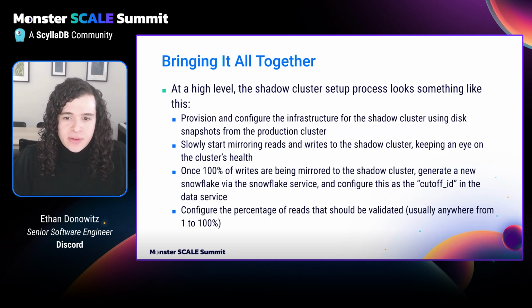And then finally, we can configure the percentage of reads that should actually be validated, usually anywhere from 1 to 100%. Higher throughput services or services that return very large result sets may require a lower percentage, simply because checking big result sets for equality may be really resource intensive. There's only a set amount of CPU on these data services, and we need to be careful that we're not interfering with actual production traffic.